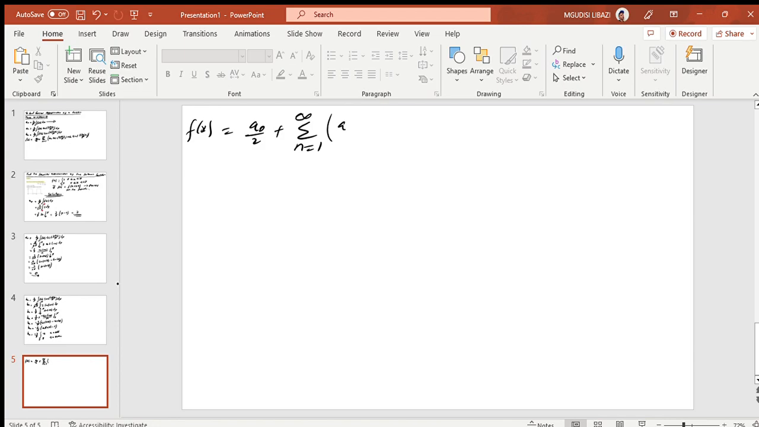We have an cosine of 2 pi nx divided by the period, and then after that plus bn sine of 2 pi nx divided by the period. So after that, what we do, we say now f of x will be equal to a0.